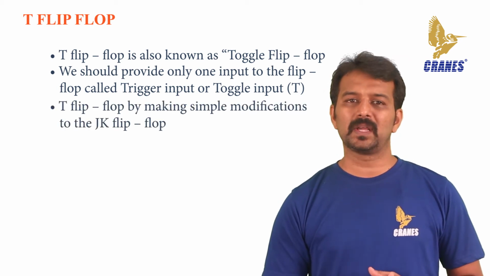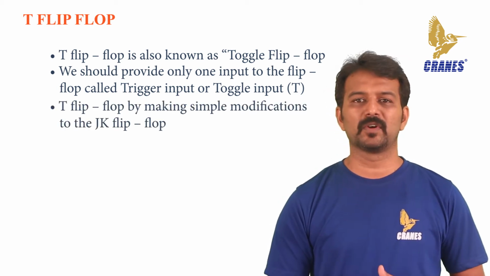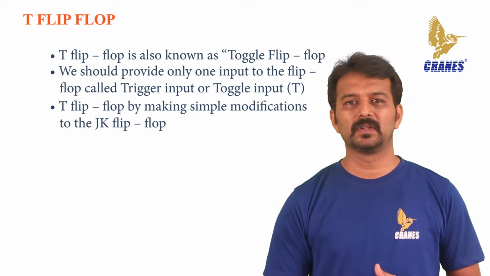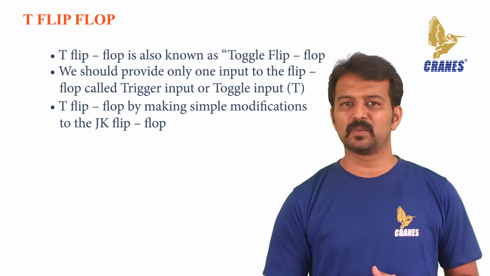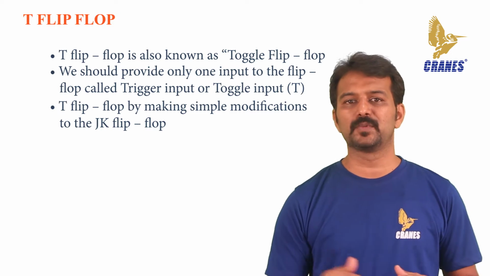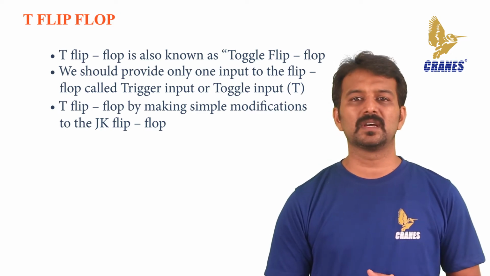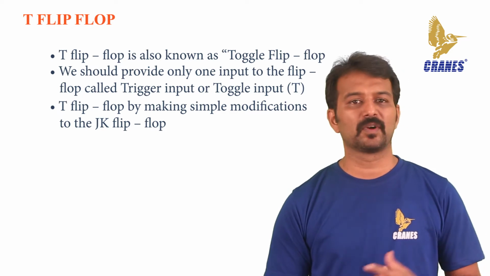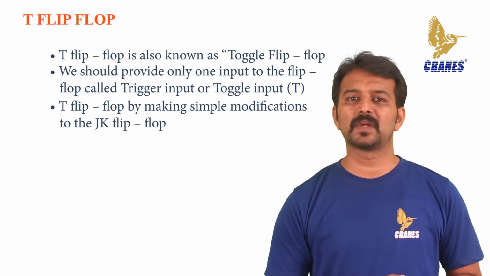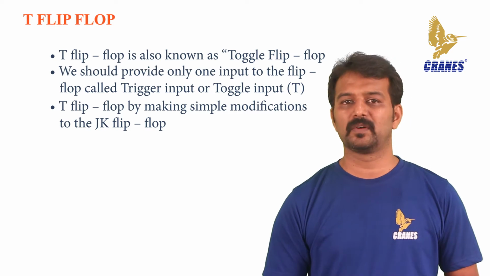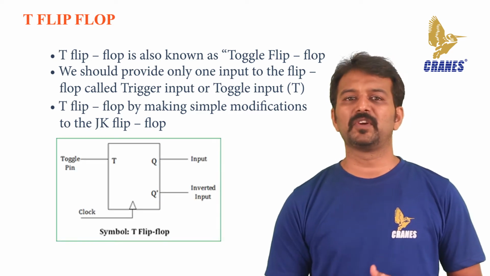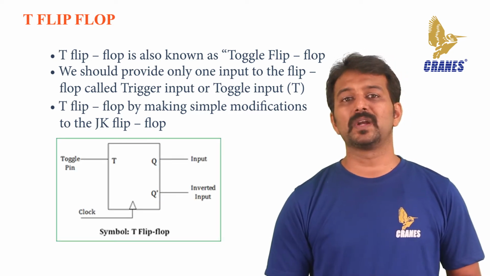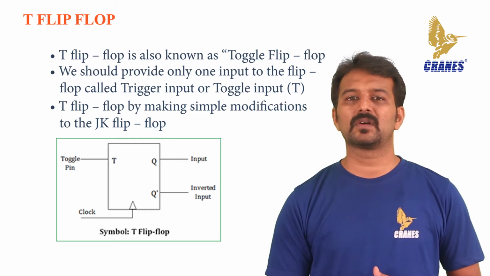By making a simple modification to the JK flip-flop, the T flip-flop can be formed. The T flip-flop is a single input device, and hence by connecting J and K inputs together and giving them a single input called T, we can convert a JK flip-flop into a T flip-flop. So, a T flip-flop is sometimes called the single input JK flip-flop. The logic symbol of a T flip-flop shown has one toggle input and one clock input signal.